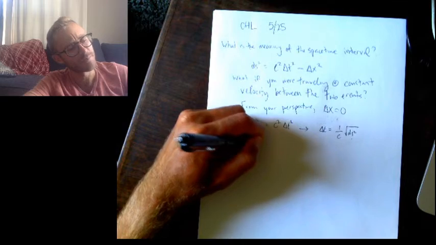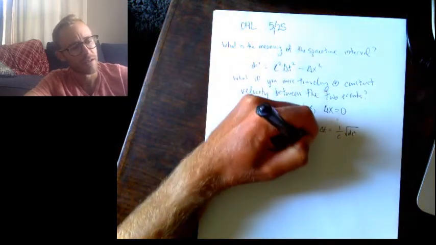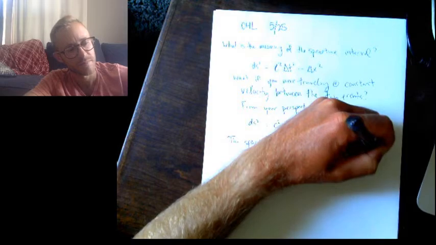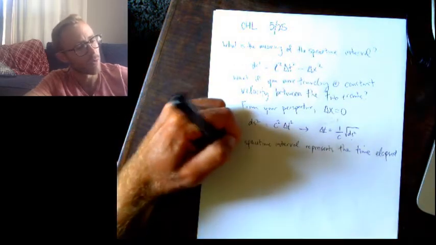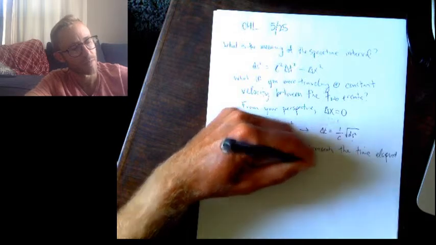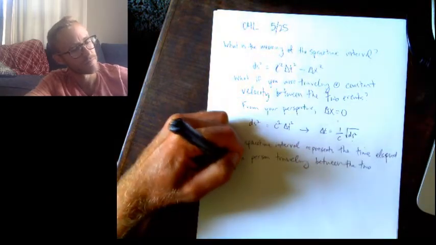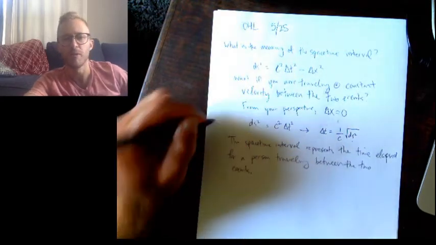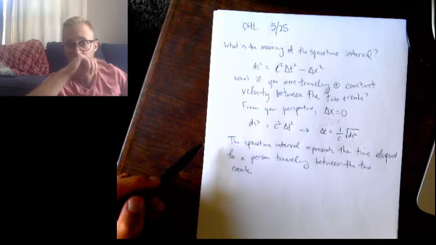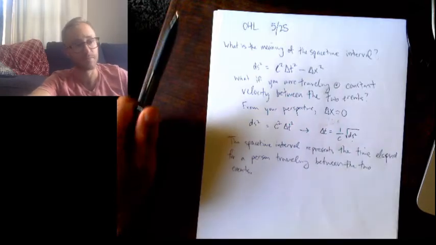So the space-time interval represents the time elapsed for a person traveling between the two events. And remember, everyone calculates the same space-time interval. So whenever you calculate the space-time interval between two events, that's telling you how much time would pass for someone who went between the two events.